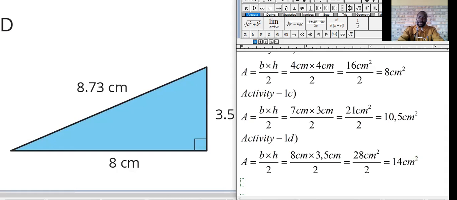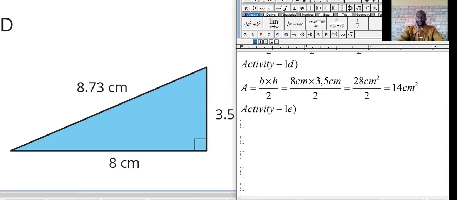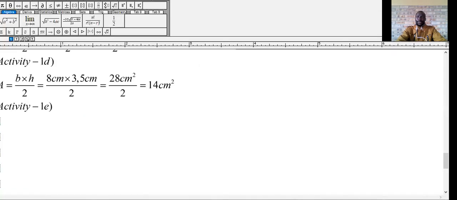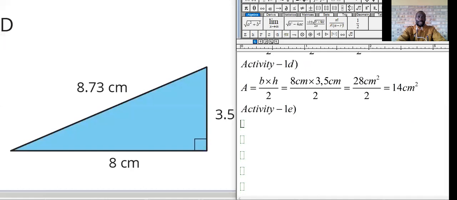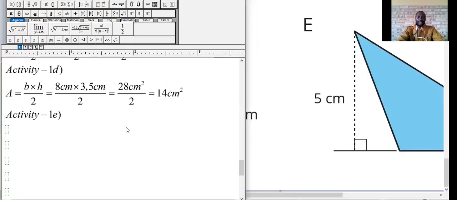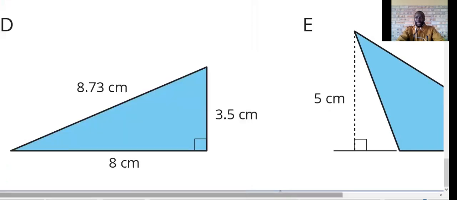Now, after determining the area of this triangle, we can move on to the next activity, which is activity 1, part E. Let's see what happens here. In activity 1, part E, the interesting thing is we are still required to find the value of the area. And how do you do that? To determine the area, the formula isn't changing. The formula is area equals base times height divided by 2. So the question now is, what's the base and what's the height?